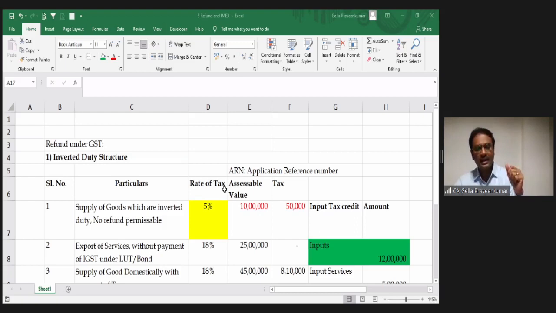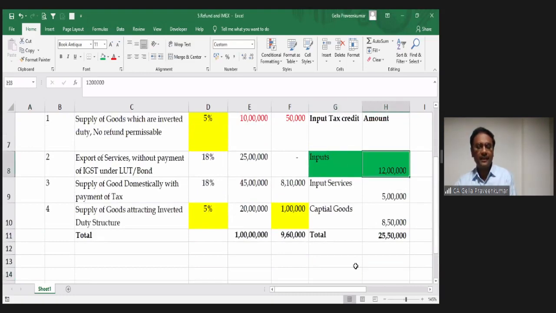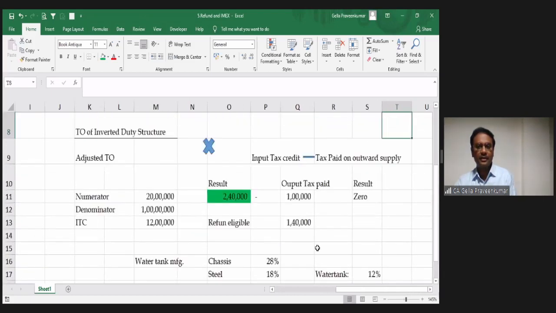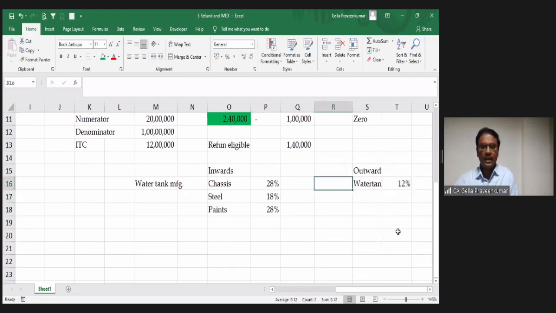There's a question from Ambika. What if inverted duty turnover, both inputs of higher rate? If I have more higher rate of inputs, the more I'll be entitled for claiming a refund. To justify your question, Ambika, I'll put the same example here. Assuming this is my inwards and my outward. Now, say my value of purchase and input tax credit, say ITC.